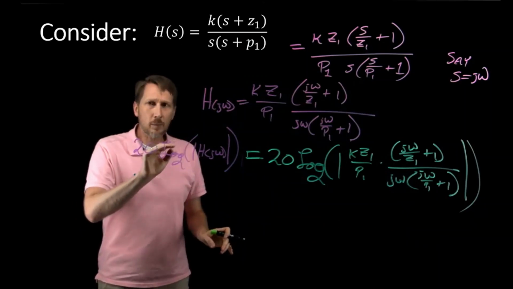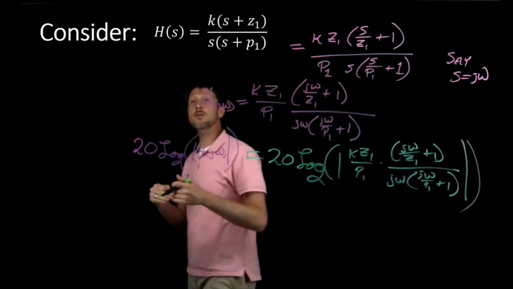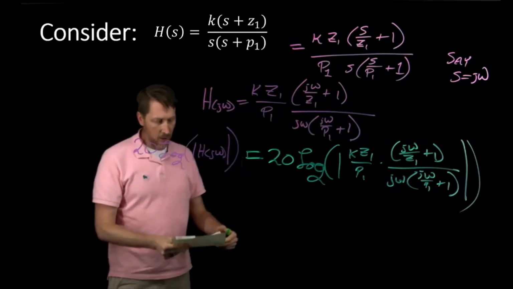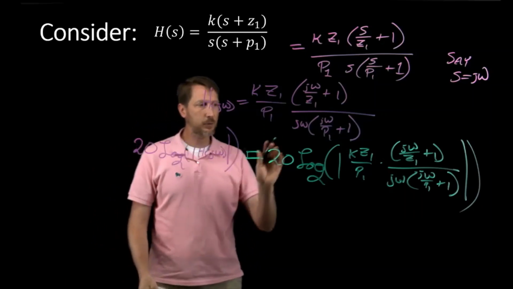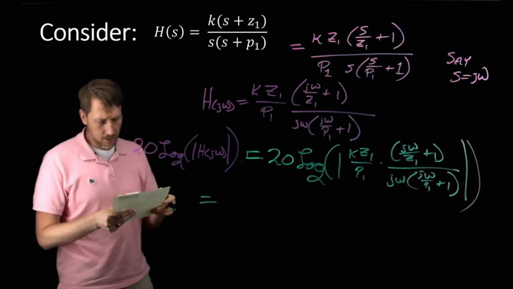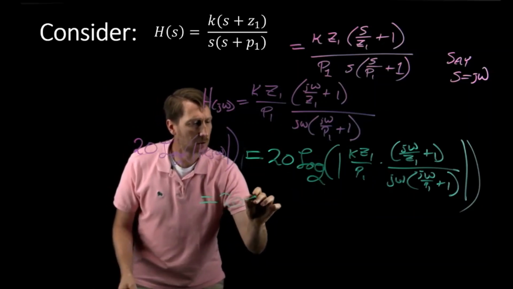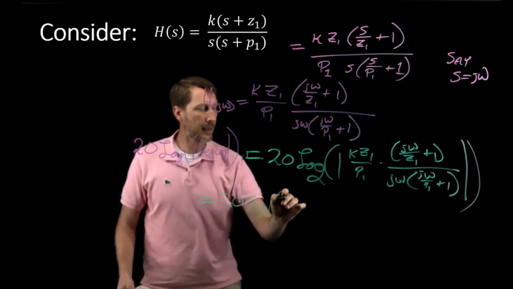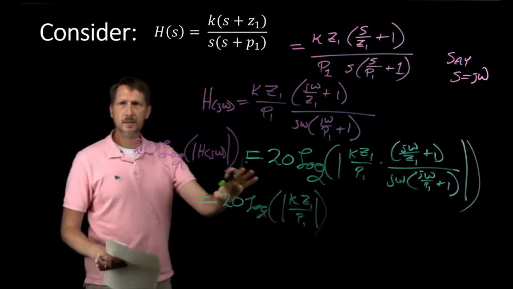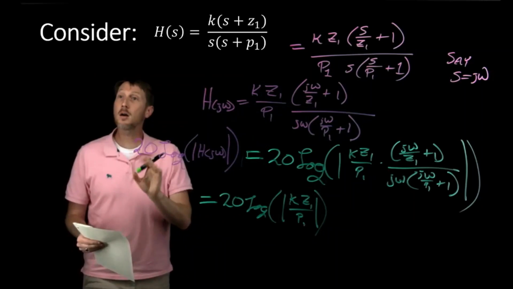One of the powerful things about a logarithm is that it takes a multiplication and turns it into an addition. It takes a division and turns it into a subtraction. So that's where the real power of doing a Bode plot comes in. So now we can say that this all is going to be equal to, and we're going to start off with just this constant term, 20 log of the absolute value K Z1 divided by P1. That's going to be our first term. That's our constant term. That allows us to plot that term alone.